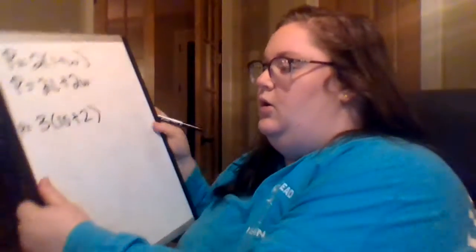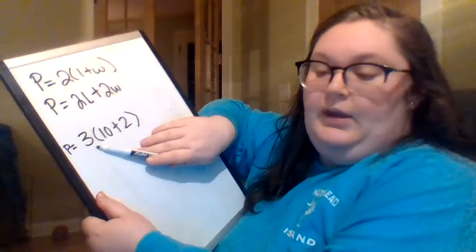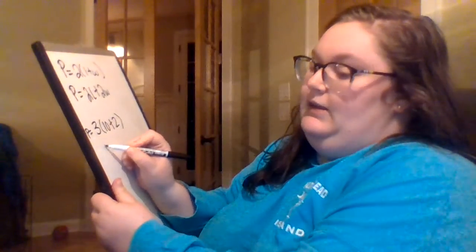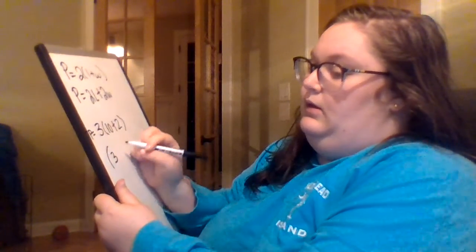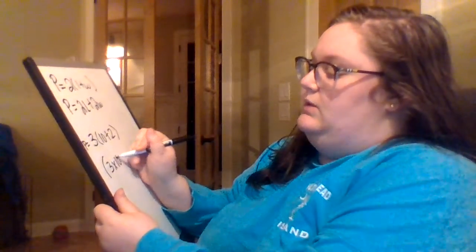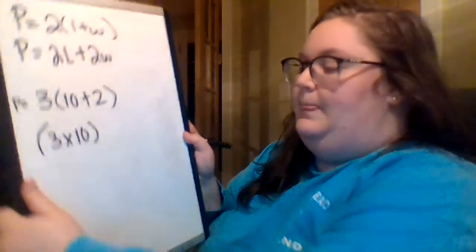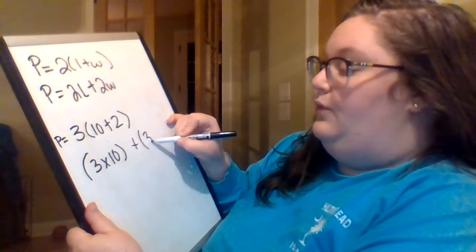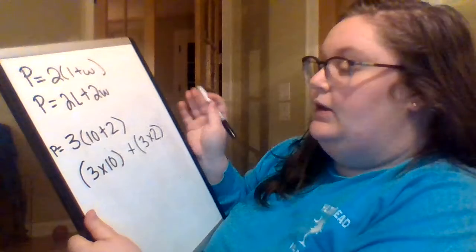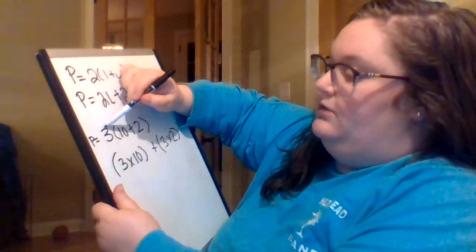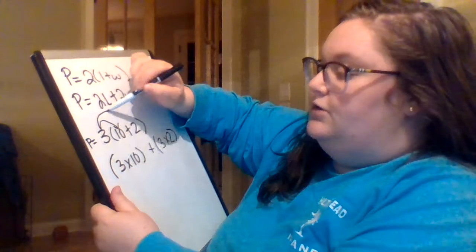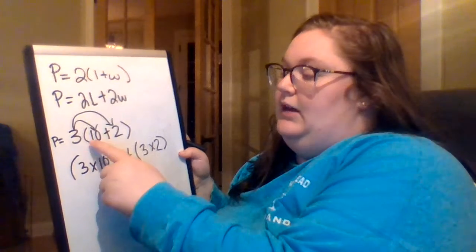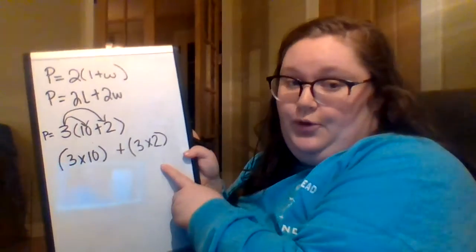So you're going to take the 3 and you're going to multiply it by 10. So to break it down, it's going to look like this. Parentheses, 3 times 10, like that. Then you're going to do plus parentheses 3 times 2. So you see what I did there? I took this 3 and I multiplied it by 10. And then I took the 3 again and I multiplied it by 2. So this is my distribution. I'm distributing the 3 to 10 and 2.